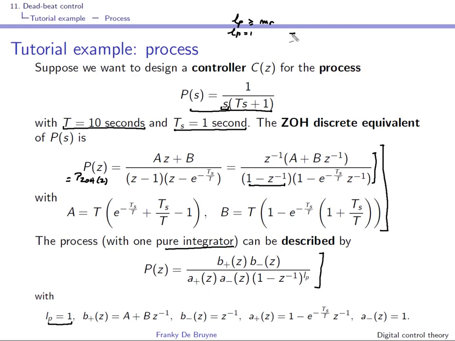So this means that we can obtain a deadbeat controller that is able to follow a step. This is MR is equal to 0, or that is able to follow a ramp. This is MR is equal to 1.